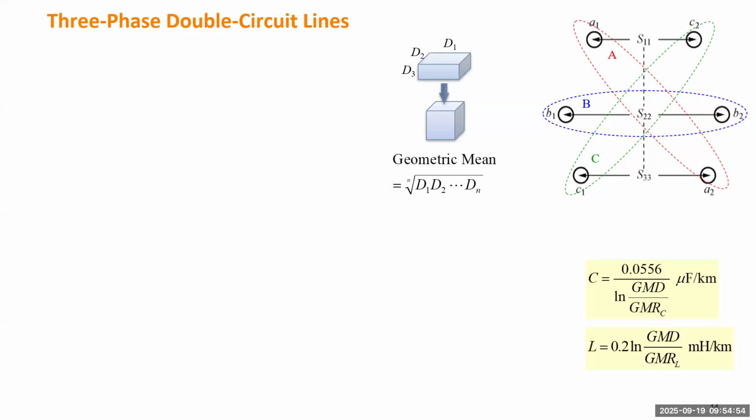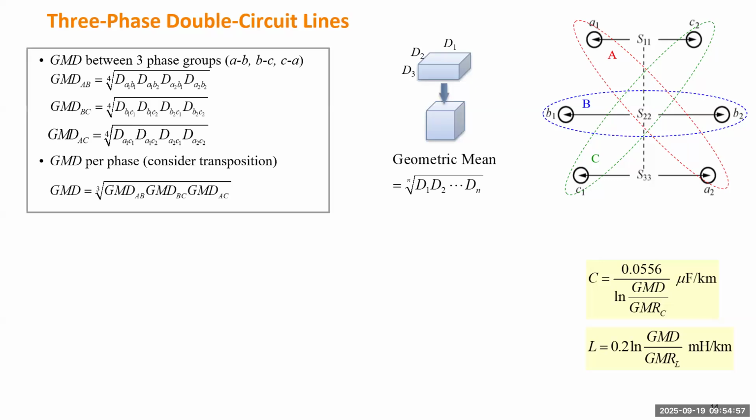And we use the same idea to calculate geometric mean values. So for the GMD between the three groups, if we calculate GMD AB, that's the distance between group A and group B. So this is group A, that's group B. Basically, we want to calculate the distance between those two groups. We just want to find all possibilities of the distances connecting one conductor in group A and another conductor in group B. Okay, so how many possible distances?